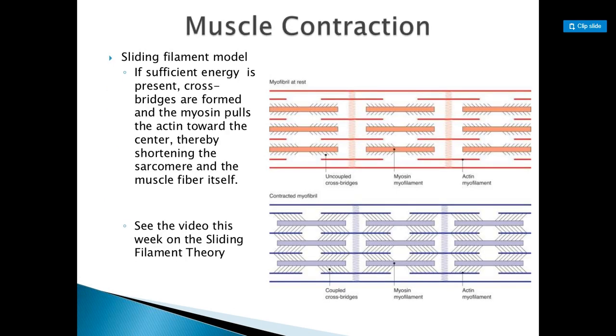Now here is the muscle contraction sliding filament model. If sufficient energy is present, cross bridges are formed and the myosin pulls the actin toward the center, thereby shortening the sarcomere and the muscle fiber itself.